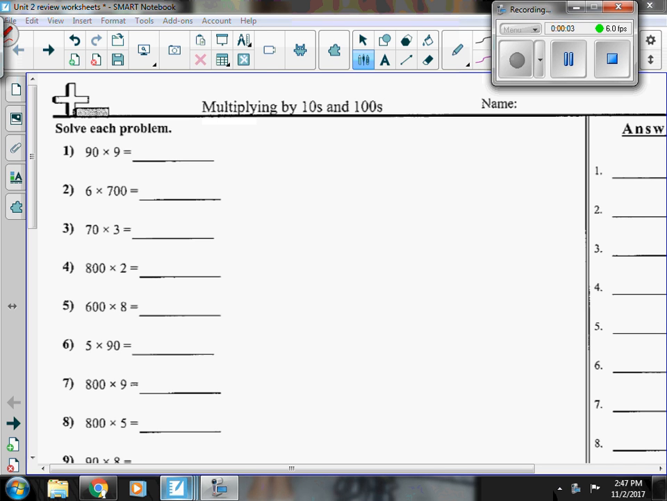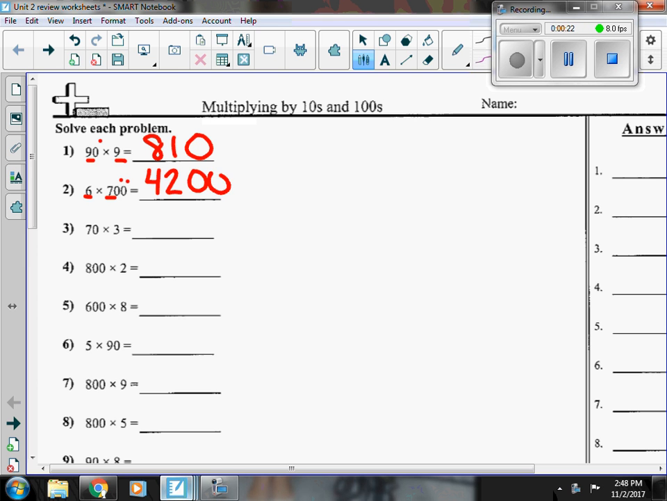Extended fact review, we are looking at the facts and then adding on the zeros. So for number one, we have 9 times 9, which is 81, and then 10. Number two, 6 times 7 is 42, and then I have 2 zeros.